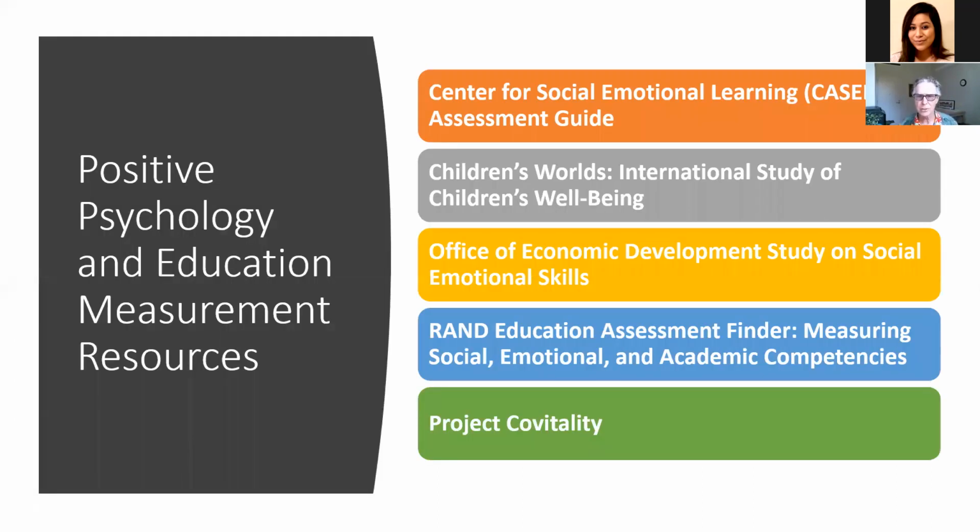So these are some resources. If you're going to engage in some strength-based positive assessment as part of your screening and monitoring process, these are some of the go-to resources now. The Collaborative for Academic, Social, and Emotional Learning, CASEL. There's another study going on called the Children's Worlds International Study, a children's well-being study. The Organisation for Economic Co-operation and Development is developing a very comprehensive, strength-based measure of social emotional skills that is based on the Big Five personality inventory. And the RAND Corporation has also put together an online resource where you can search for measures that relate to social emotional learning and academic competence. If we go to the next slide.